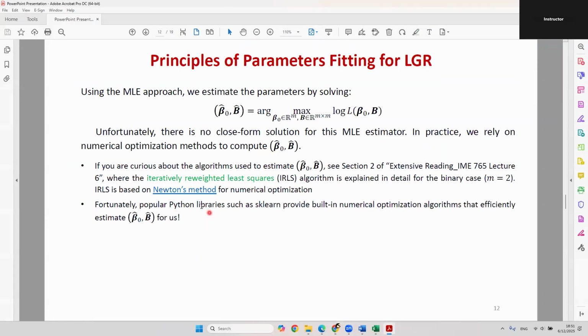The good thing is that Python libraries from scikit-learn already provide built-in numerical optimization algorithms that can efficiently solve it. So we don't worry about this at all. So this is everything about the theories of logistic regression.